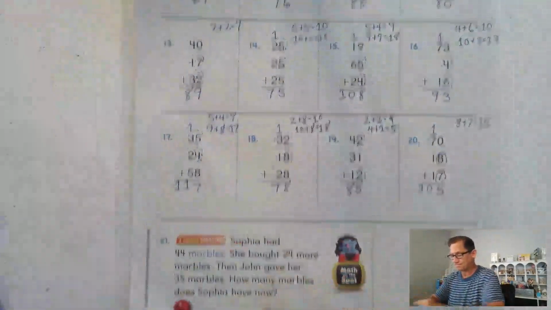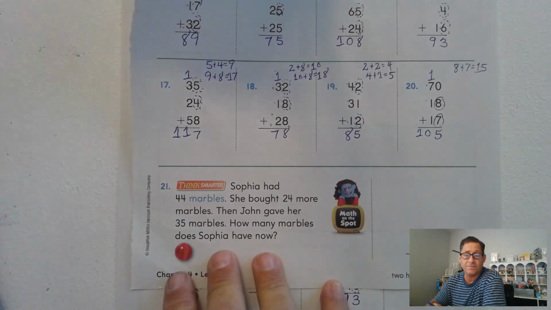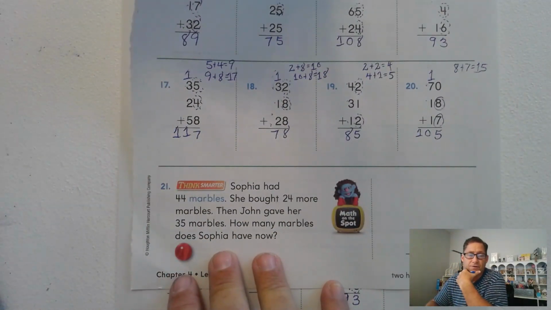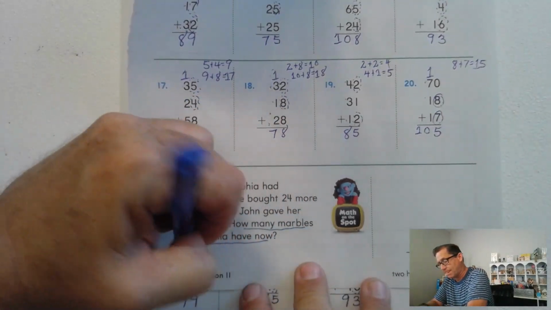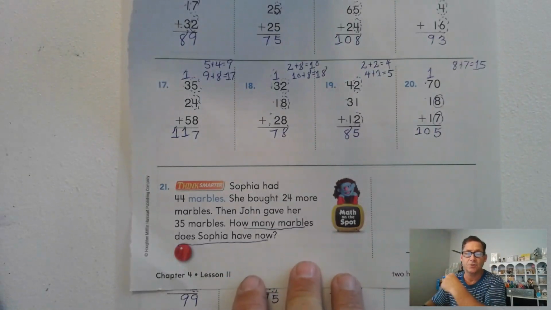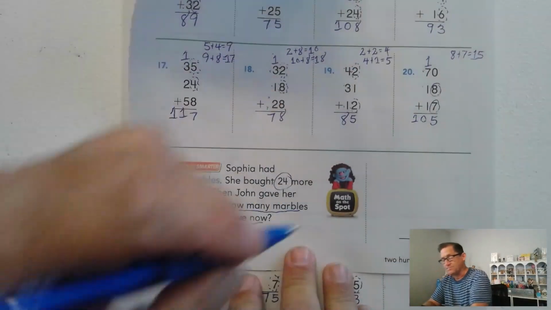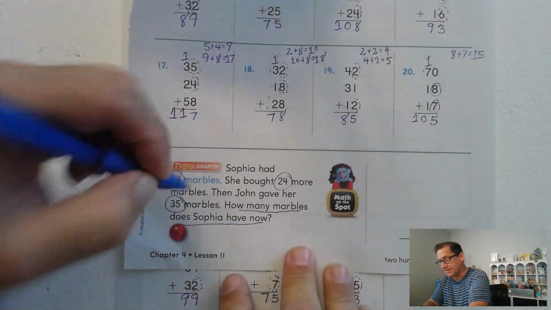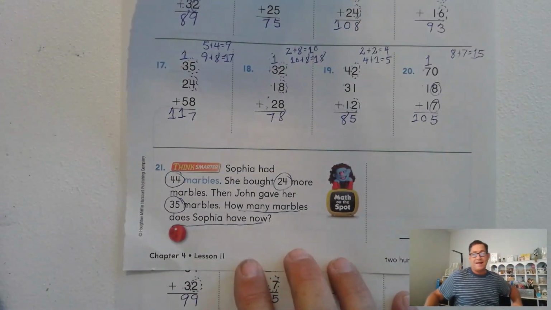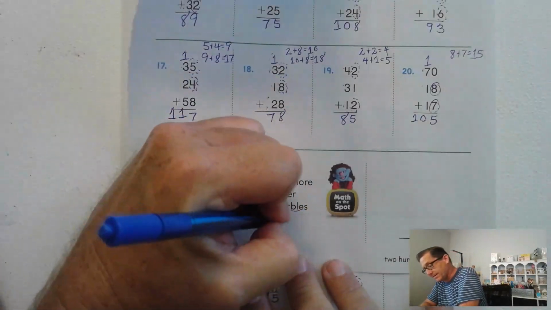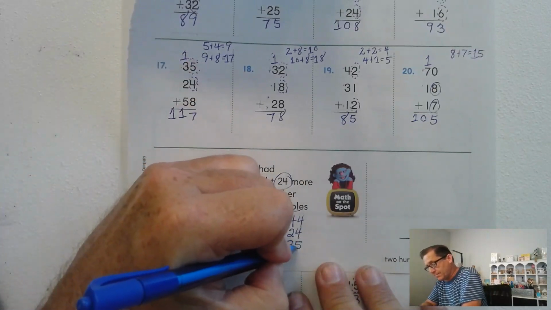21. Sophia had 44 marbles. She bought 24 more. Then John gave her 35 marbles. How many marbles does Sophia have now? Okay, so the question is, how many marbles does Sophia have now? Well, we know that she had 44. She bought 24 more, and then John gave her 35. So go ahead and start with adding the ones after you set up the problem vertically. So 44 plus 24 plus 35.